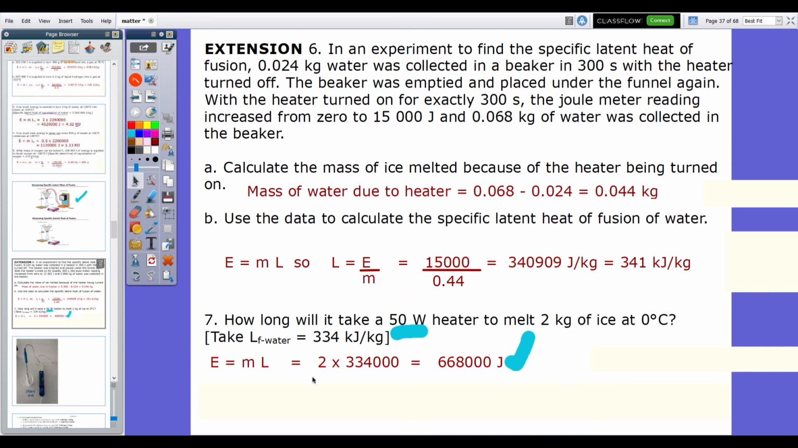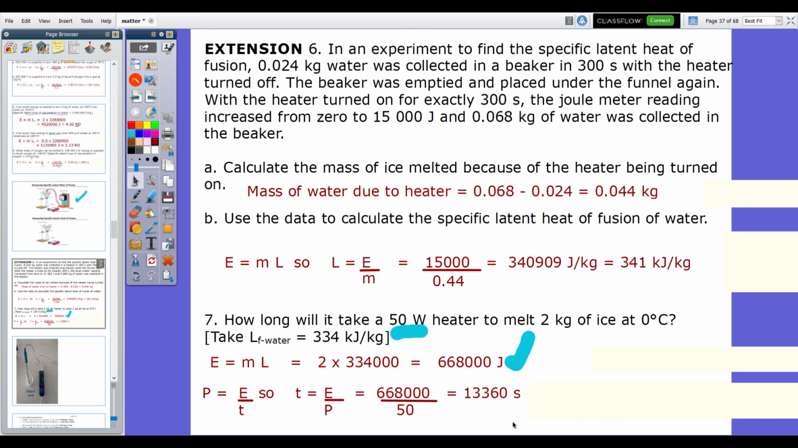How long will that take? Well, we say power equals energy over time. Time is energy divided by power. You rearrange that formula in a triangle. The energy, 668,000, divided by 50 watts. That's joules per second. So we divide joules by joules per second, and we'll end up with seconds.